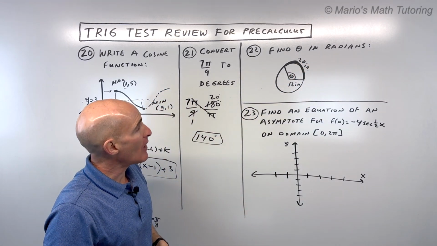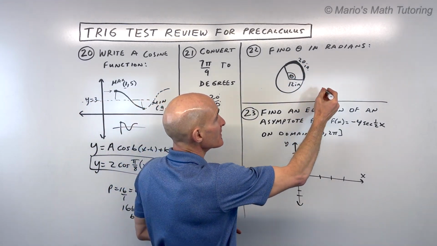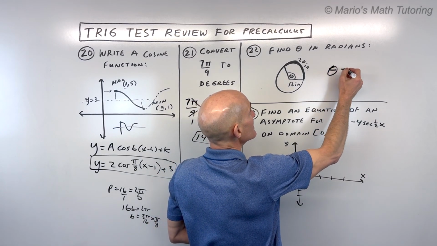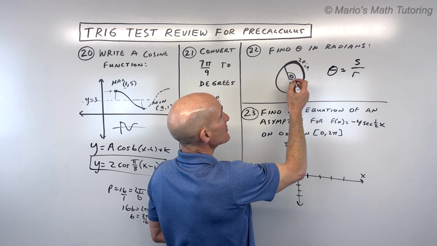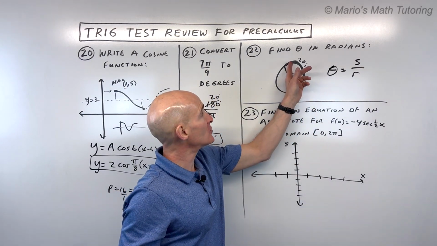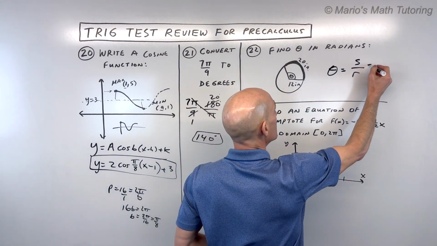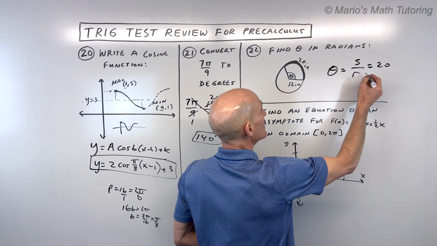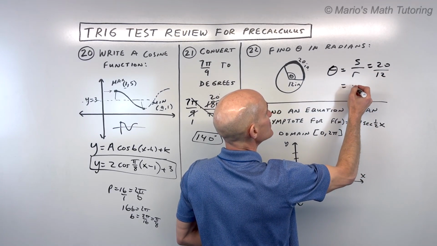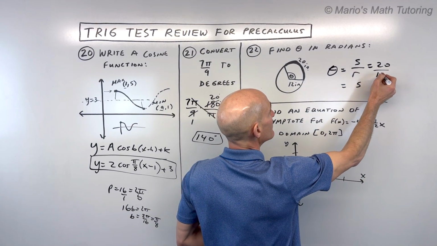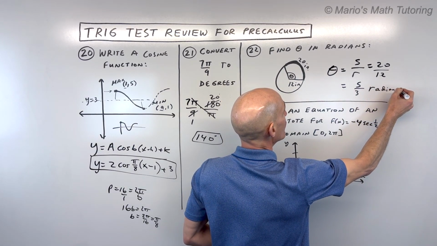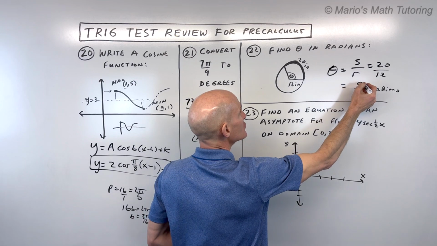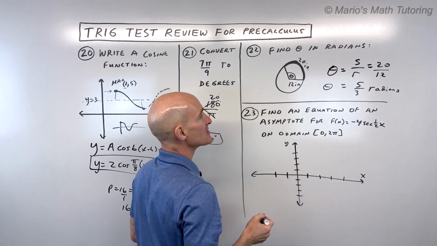For 22, we're finding the central angle of this circle in radians. So how would you do that one? Well, there's a formula that you want to memorize, and that's that theta is equal to the arc length, S, divided by the radius, R. So that angle in radians is always the ratio of the arc length, in this case 20, divided by the radius, which is 12. If I reduce that down, 4 goes in here 5 times, 4 goes in here 3 times. It's 5/3 radians. It's like 1 2/3 radians.